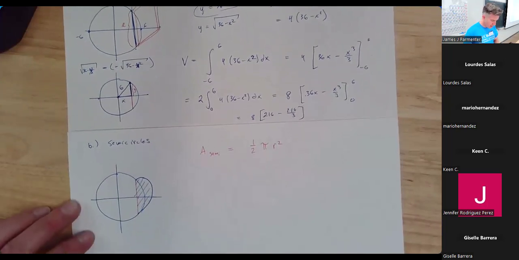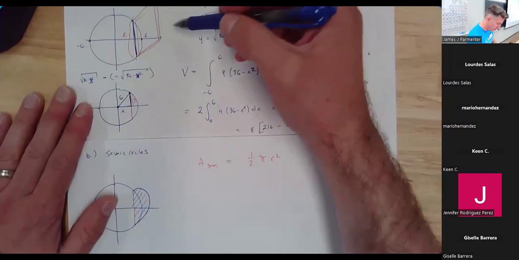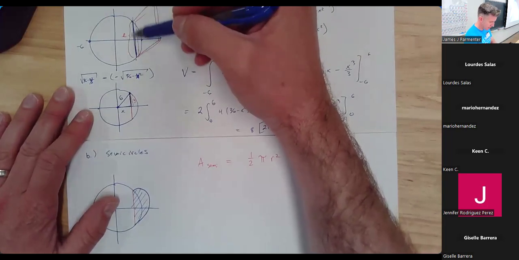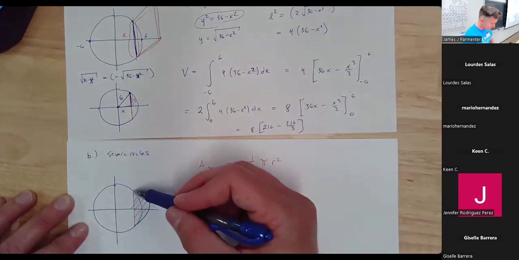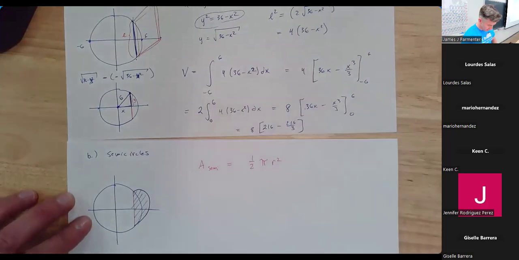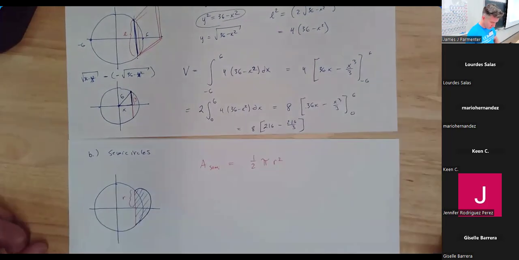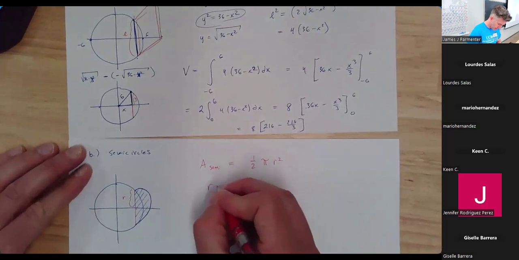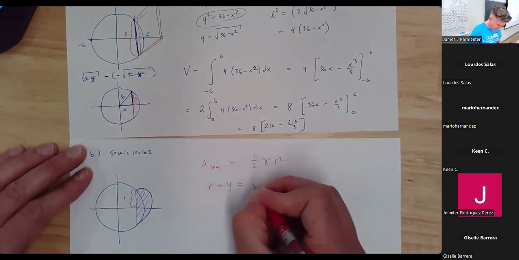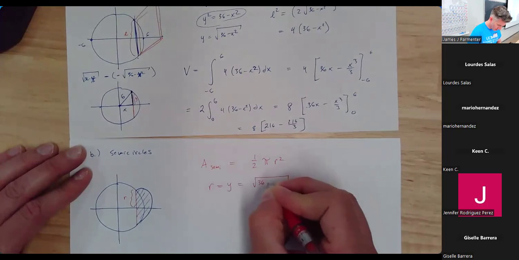I will point out that here, I don't actually want this entire length. The entire length would be the diameter of my semicircle. I want the radius. So I really do want that value right there, which is just the y from the previous iteration of this problem. So in this case, my radius is just y, which is the square root of 36 minus x squared.